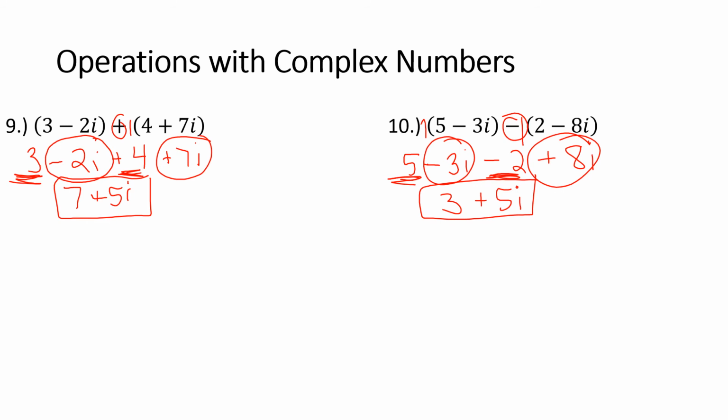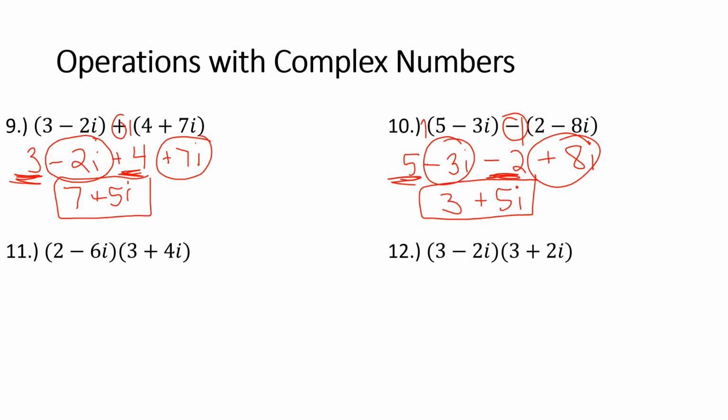Now, pretty easy as far as adding, subtracting goes. Now we're going to get to multiplying. Notice here your sets of parentheses are a little different. 2 minus 6i times 3 plus 4i. There's nothing in between those sets of parentheses, so here you really are multiplying everything together. This is where you'll use the FOIL process.